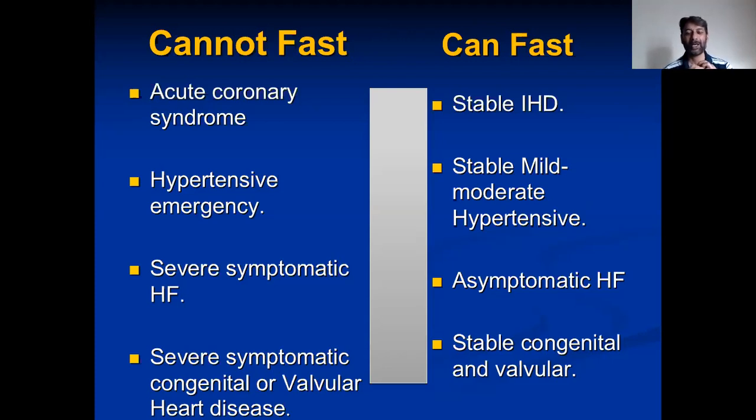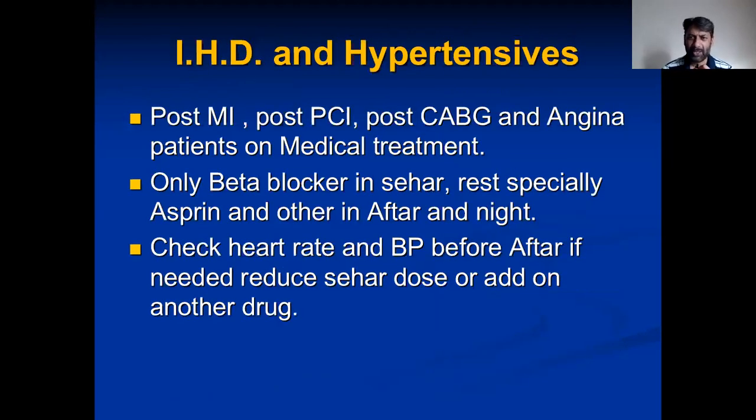So that's very important. Now let's go to the subject: if you are allowing someone with different cardiac comorbidities to fast, then what things will you be looking for, and what precautions and treatment adjustments are needed? Now let's first cover IHD and hypertensive patients. This category of patients are usually post-MI, post-PCI, post-CABG, and angina patients on medical treatment. And they are most of the time taking a beta blocker, ACE inhibitor, and antiplatelets.